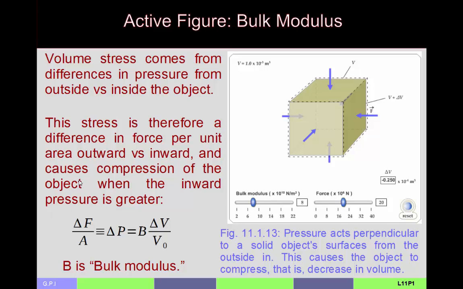And so if we were to look at stress versus strain for the bulk objects, then the equation looks like this in the linear regime. And so instead of force over area, it's delta force per unit area, or in other words, delta P, the change in pressure from outside to inside. And that is going to be equal to the change in volume per unit initial volume, or unit equilibrium volume, times the bulk modulus. The bulk modulus is what measures how much strain per unit stress you're going to get in the linear regime.